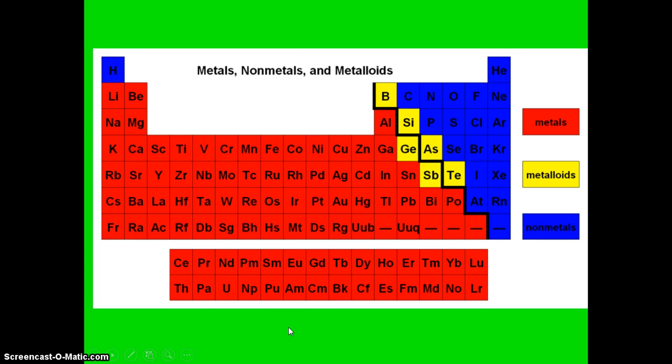So when you look at a binary compound, the first thing you ask yourself is, is it binary? Are there only two elements? If the answer is yes, then I have to find out if I am dealing with a metal and a nonmetal or two nonmetals. Binary ionic compounds are metals and nonmetals.